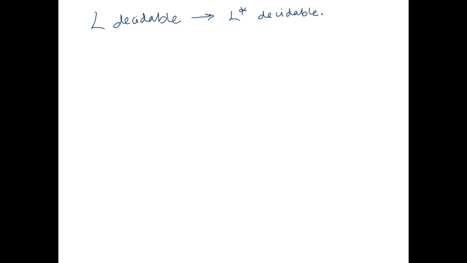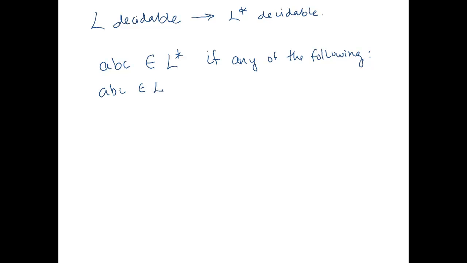So let's consider the string ABC. And we want to know, is ABC an element of L star? Well, ABC is going to be an element of L star if any of the following is true. ABC is in L star if ABC is in L, right? So what does L star do? It takes any string in the language L, and either can repeat that string zero or more times, so epsilon is always in L star. ABC would be in L star if ABC is in L.